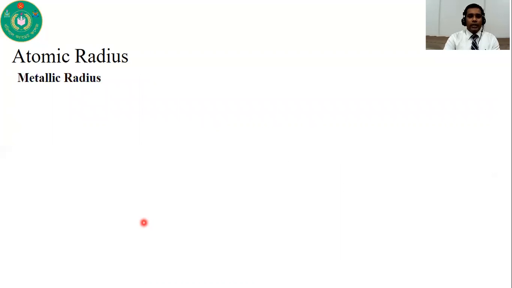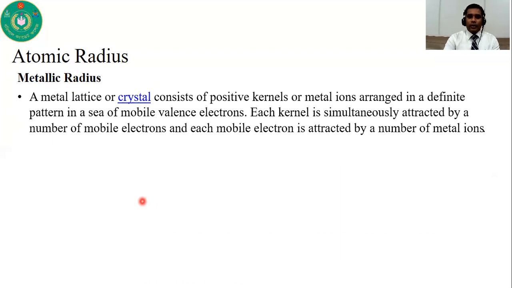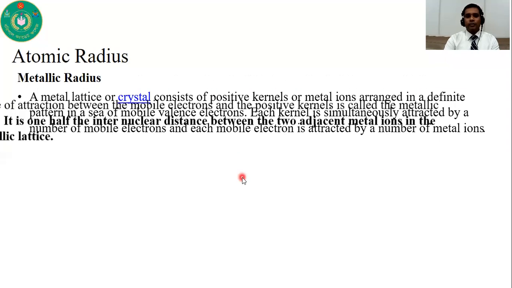Now, in case of metallic radius, you know that a metal lattice or crystal consists of positive kernels or metal ions arranged in a definite pattern in a sea of mobile valence electrons. And each kernel is simultaneously attracted by a number of mobile electrons, and each mobile electron is attracted by a number of metal ions.